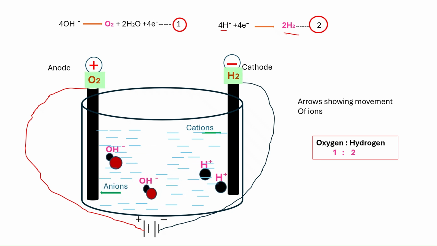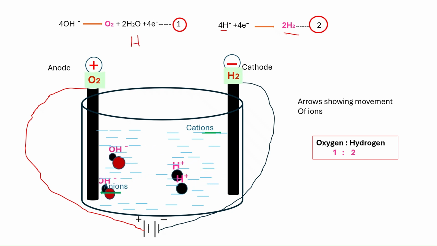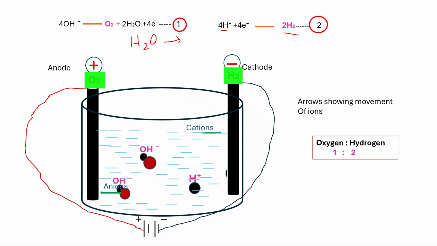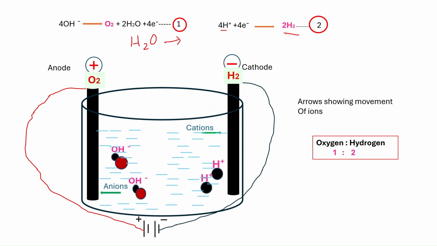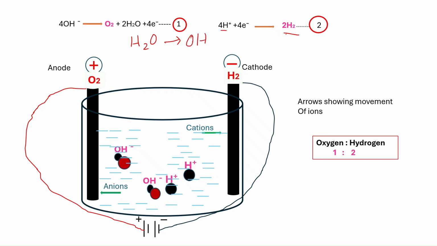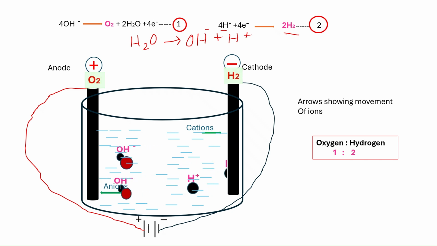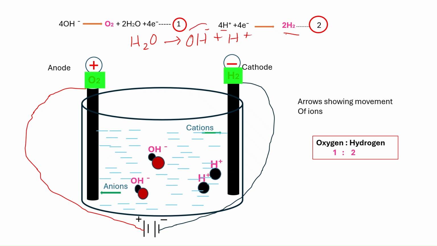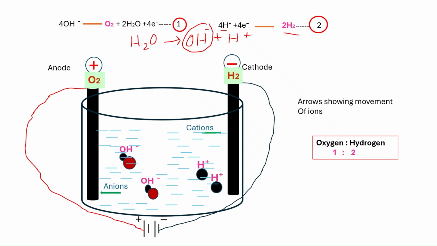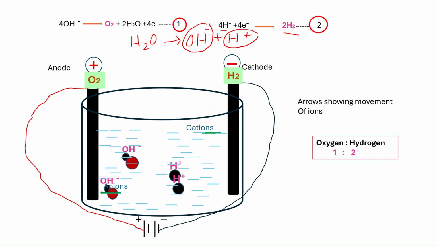Here you can see, basically, the water molecule, when an electric current is passed, gives OH- ions and hydrogen ions. You can see here this OH- ion and this OH- ion, and these are the H+ ions. So this is the reaction which takes place in the electrolytic cell.